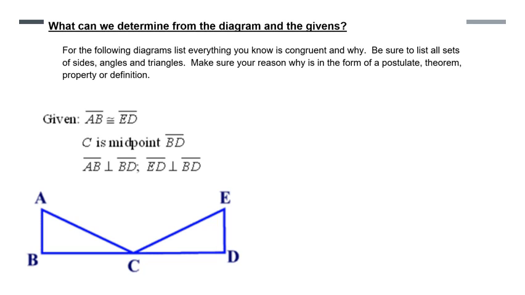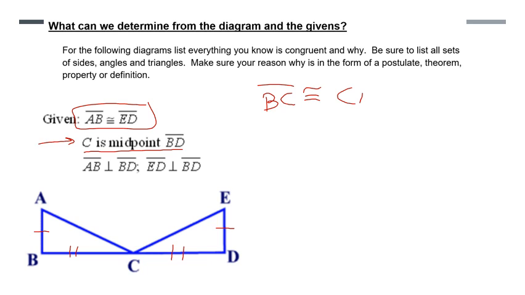So I briefly mentioned on here what this means, talking about C as a midpoint of BD. But let's start from the beginning on the given. So segment AB is congruent to segment ED, so I can use a single tick mark there. We know C is the midpoint of the segment BD. So I know that then BC is congruent to CD. And why do we know that? Because that's what a midpoint does. So that's the definition of a midpoint.